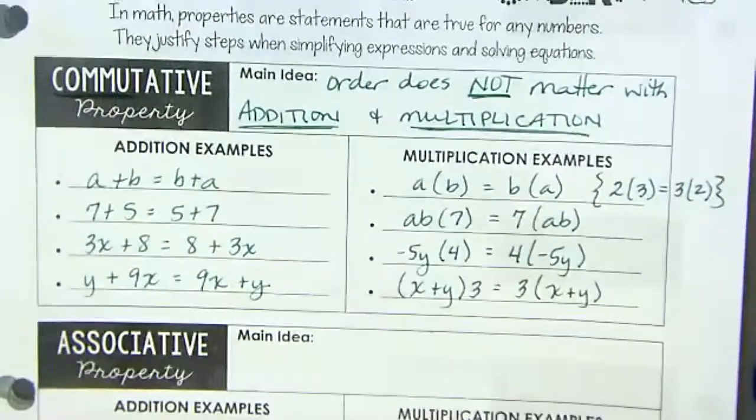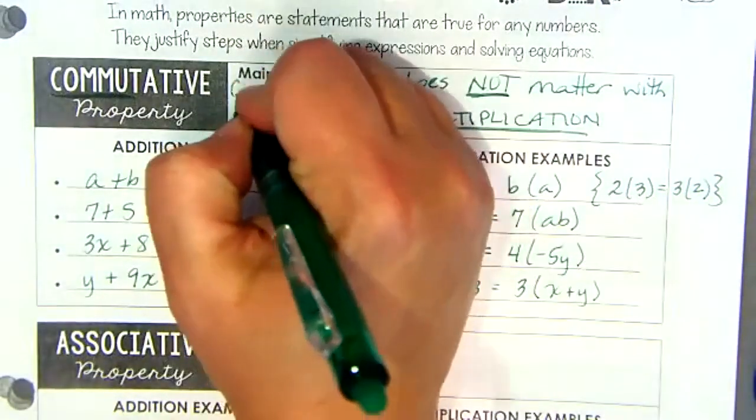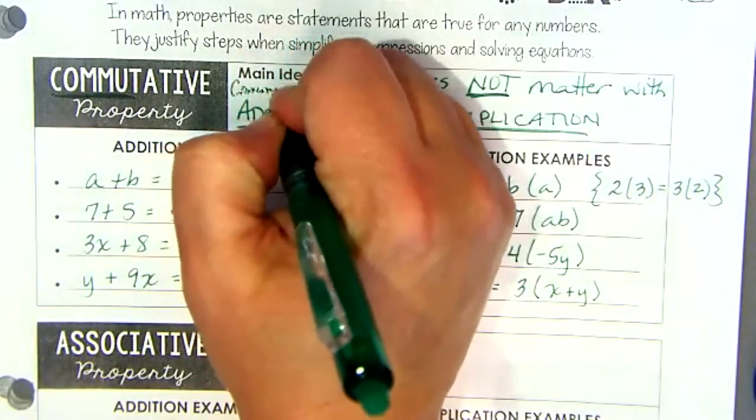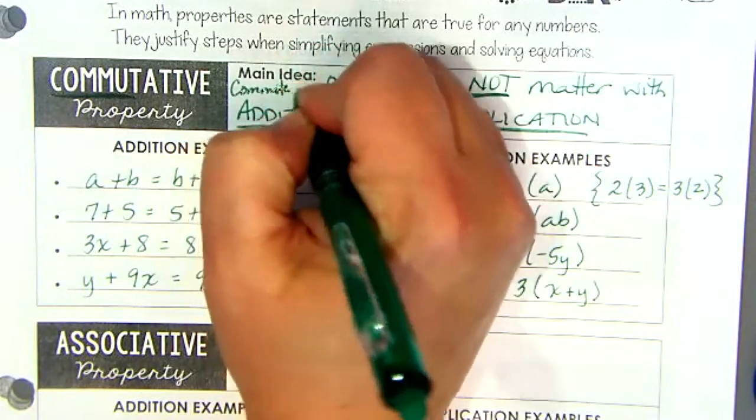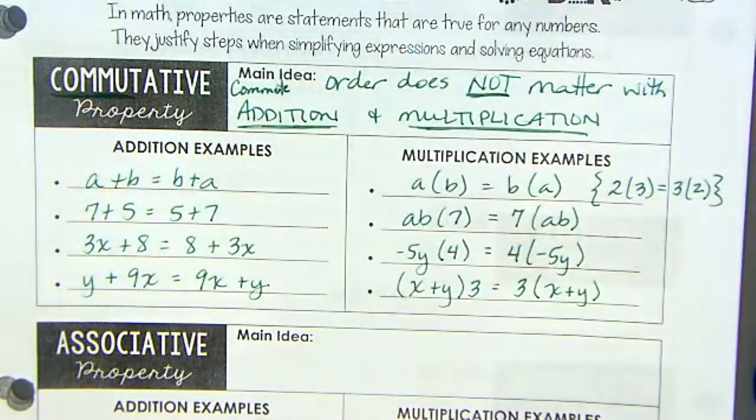I think about the commutative as the commute, like your commute back and forth to school. You may take a different path, but you still get from your home to school. You don't have to take the same path every time, but you still get to the same place.